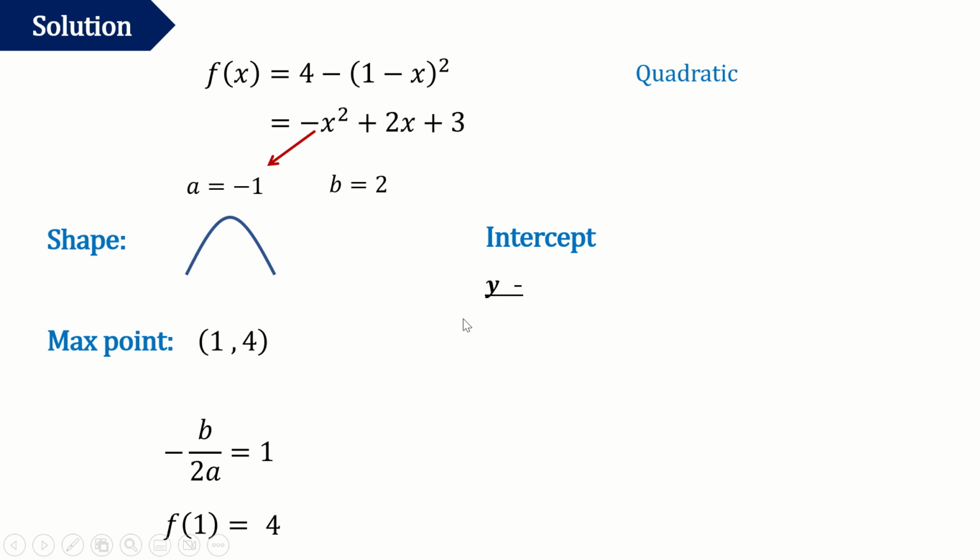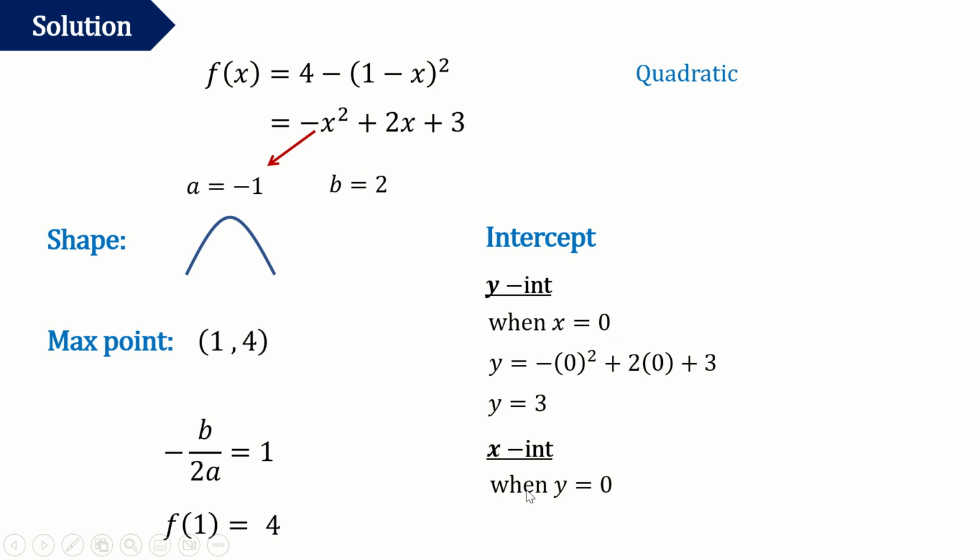So we have two intercepts, the y-intercept and the x-intercept. For the y-intercept, this is when x equals 0, so we substitute x equals 0 into our function. So we get y is equal to 3. And then for the x-intercept, this is when y equals 0. So I take from this completing the square form: 4 minus (1 minus x) squared equals 0. So (1 minus x) squared is equal to 4. So we can take the square root of both sides.